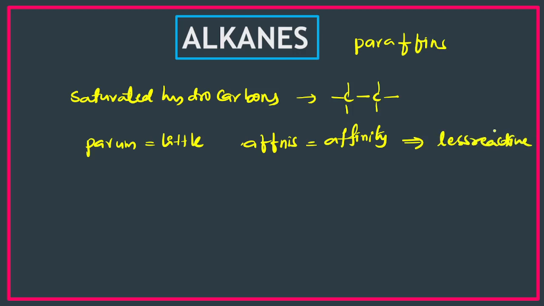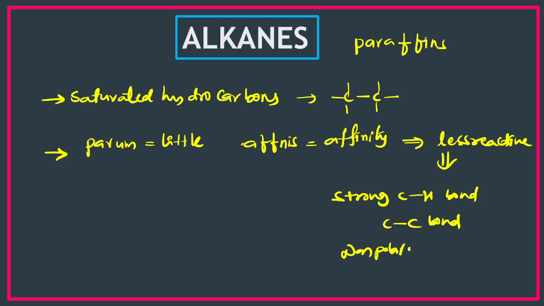Alkanes are less reactive towards chemical reactions. Why are alkanes less reactive? Due to the strong C-H bond, the carbon-carbon single bond, and the non-polar nature of the C-H bond. That is the reason alkanes are less reactive towards chemical reactions.